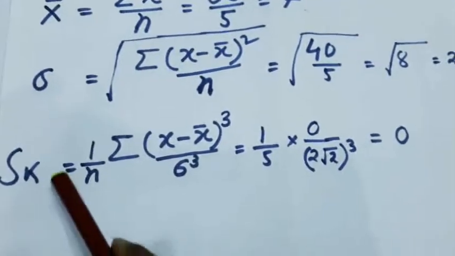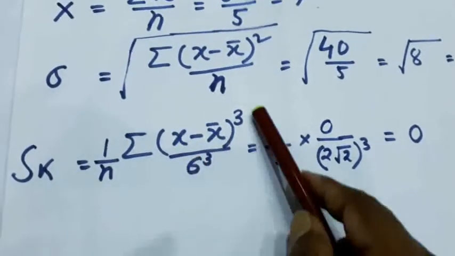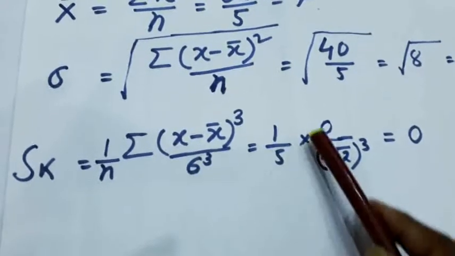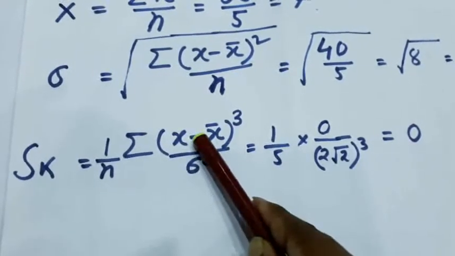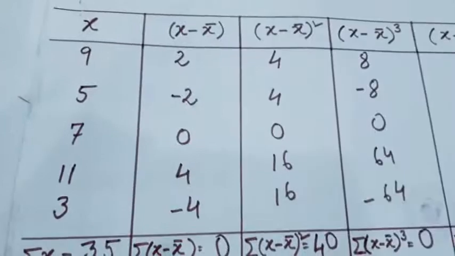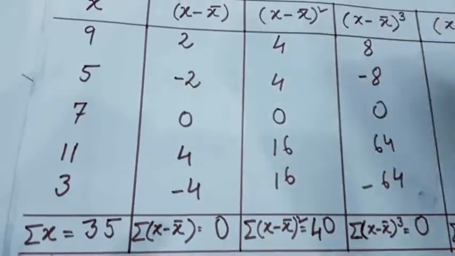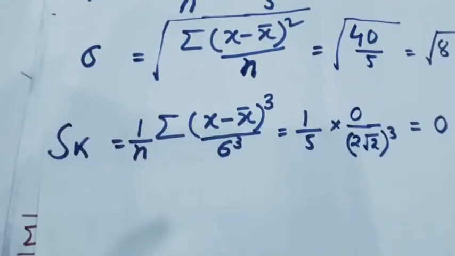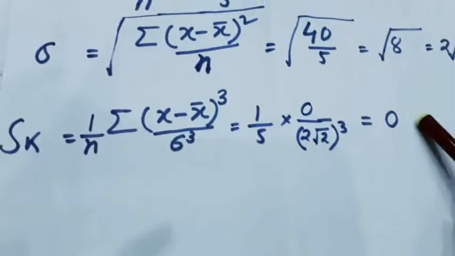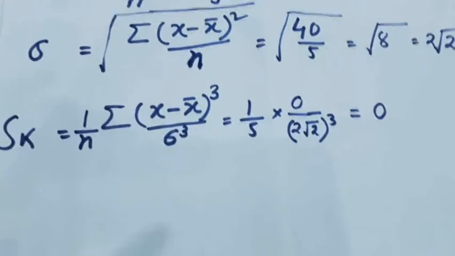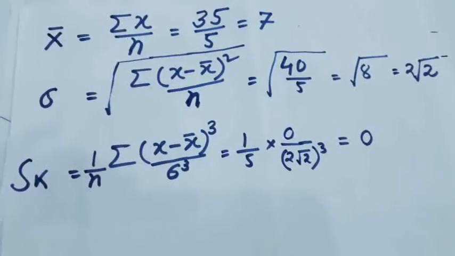And what is the skewness formula? 1 by n summation (x minus x bar) whole cube by sigma cube. Okay, 1 by n means 1 by 5. This is 0. If we look back to the table, this is 0, and sigma is 2 root 2. Since one value is 0, 0 into something, the result is 0. The skewness is 0. In this way, we can calculate the skewness.